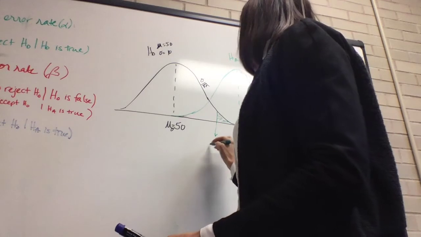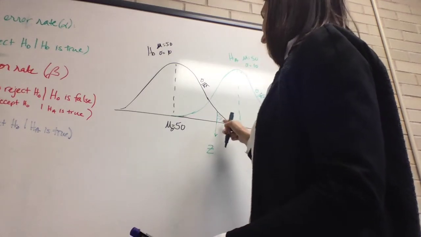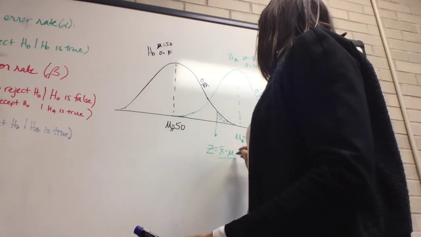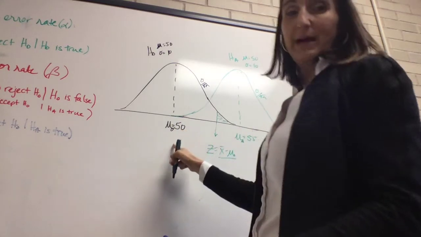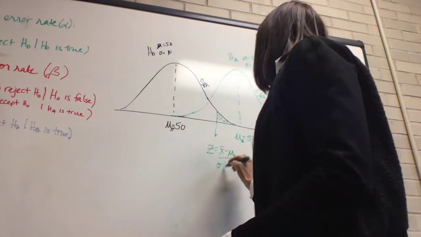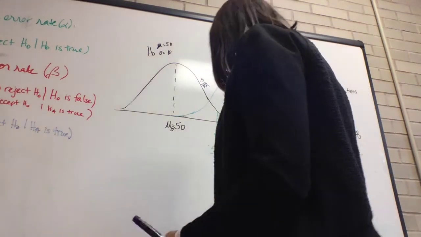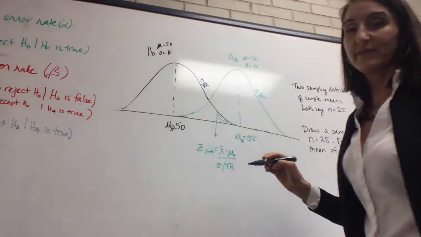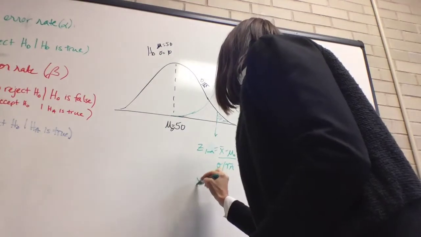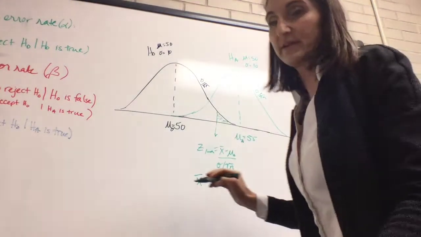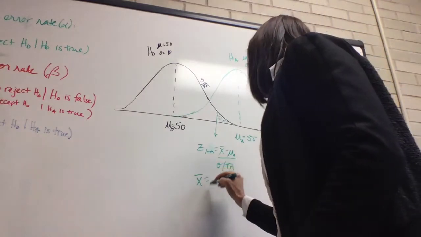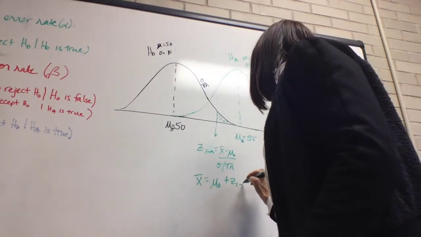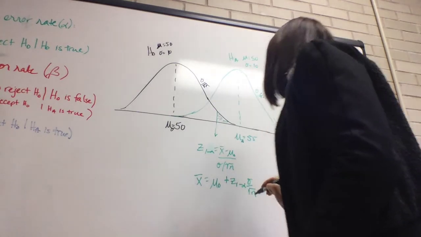This is the value of Z for which 1 minus alpha of the values are below it, right? So Z is equal to X bar minus mu, and it'd be mu naught here because we're talking about this distribution, over sigma over radical n. This is Z, the 1 minus alpha value for that, right? Let's just solve that for X bar, so we get our upper bound of the confidence interval. X bar is equal to mu naught plus Z sub 1 minus alpha times sigma over radical n.